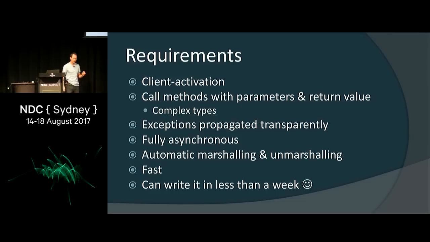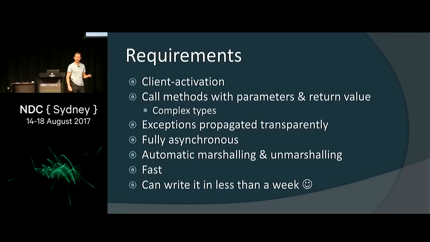Now we need to call methods with parameters and get a return value back. We're not going to support refs and outs. That's way too complicated. We're not going to let you create generic types. And we do need to support complex types. I do want to be able to serialize complex types. I want exceptions to be propagated transparently. Again, that's quite easy because an exception is just a return value that you throw. I want it to be absolutely fully asynchronous. And I want automatic marshalling and unmarshalling.